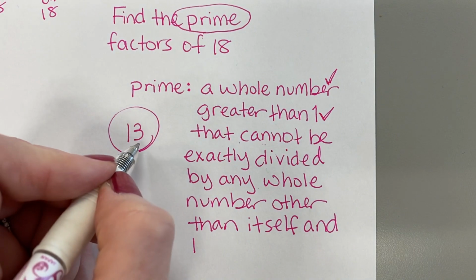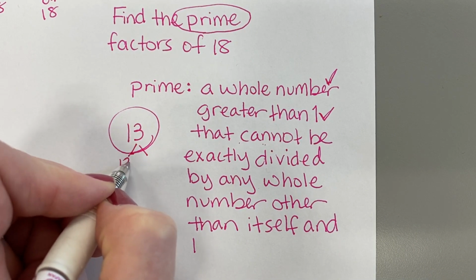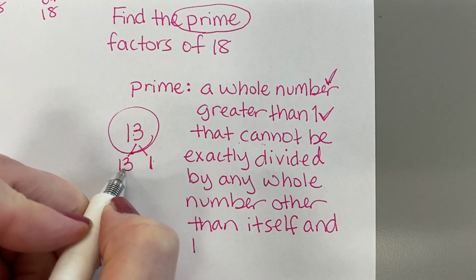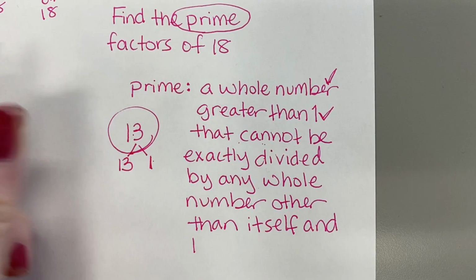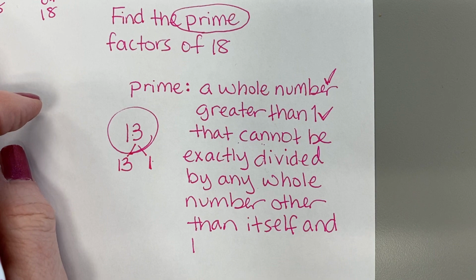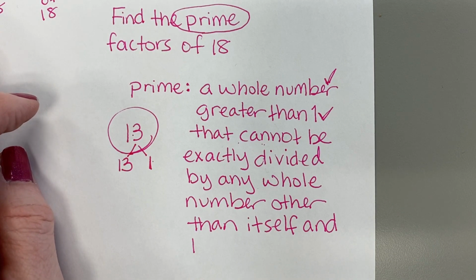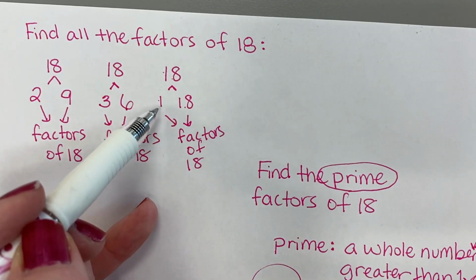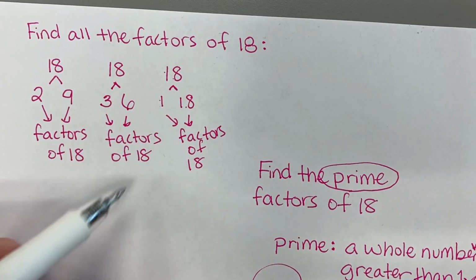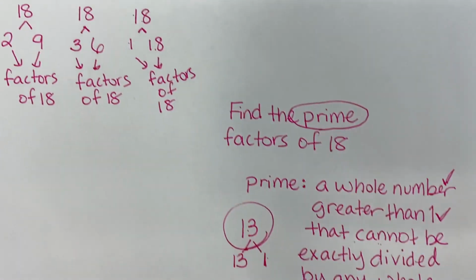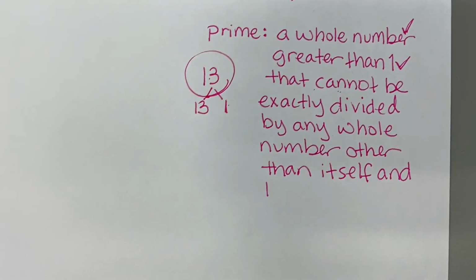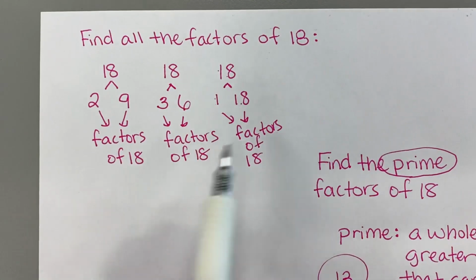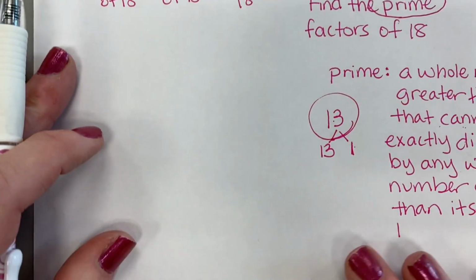Like I can divide 13 by 13 and get 1, and I can divide 13 by 1 and get 13, but nothing else. Not 2, not 3, not 4, not 5, not 6, not 7, 8, 9, 10, 11, 12. That makes it prime. So if 18 only had this set and these weren't here, then 18 would be prime. One other thing I want to mention, going back to this example, let me show you something really cool.